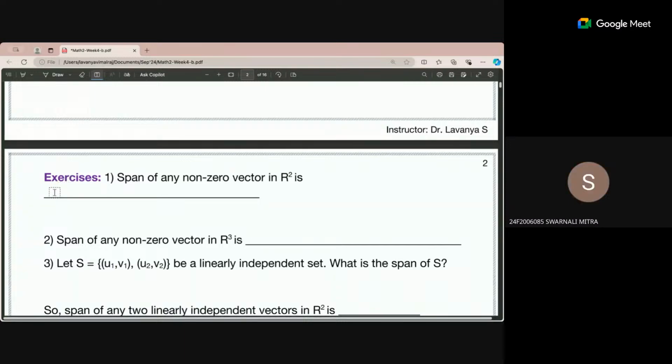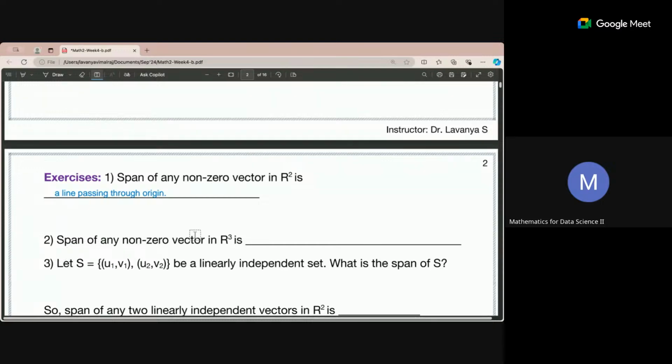Yes, it is a line passing through the origin. Why is it necessary to always pass through the origin? See, span always contains the zero vector, so yes, it will pass through the origin. Mainly we are considering vector spaces with the usual addition and scalar multiplication. If the addition and scalar multiplication are defined differently, then instead of the origin, it will pass through the identity vector, the additive identity. But for now, it will pass through the origin.